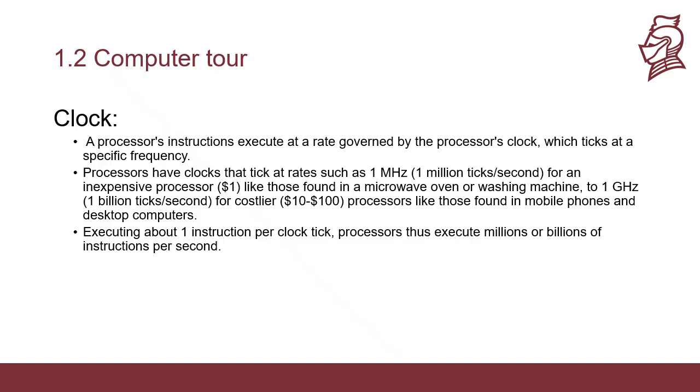And then the clock. The processor's instructions execute at a rate that's governed by the clock, which ticks at a specific frequency. So if you had a 1 megahertz clock for a really cheap processor, like one in a microwave oven or washing machine or one of the first computers that I used, it ticks about 1,000,000 times a second. So it could do kind of 1,000,000 instructions a second. A 1 gigahertz processor ticks at 1,000,000,000 ticks per second, and those kinds of processors are in mobile phones and some desktop computers.